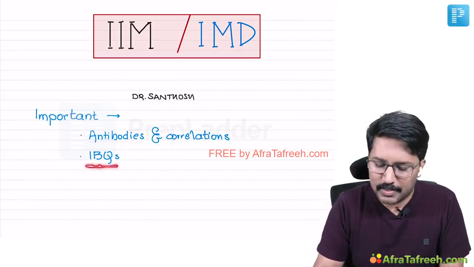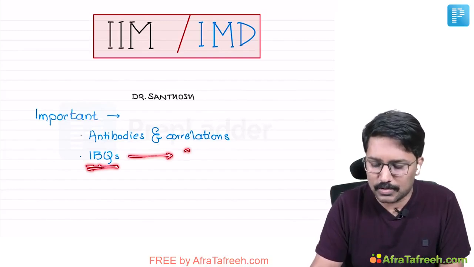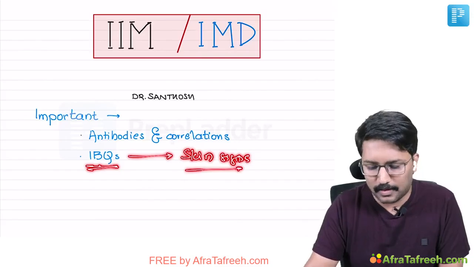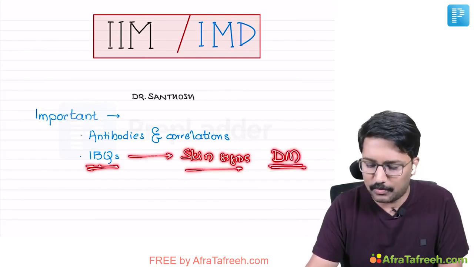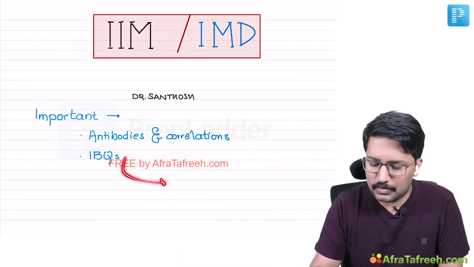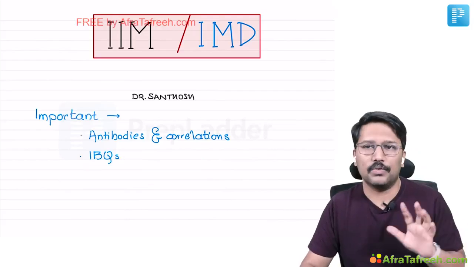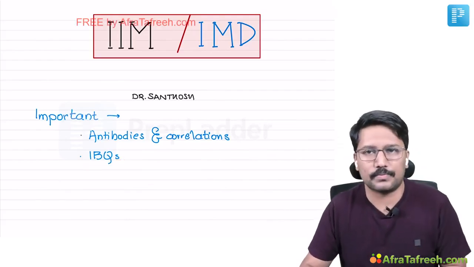You can also anticipate some image-based questions mainly focused on skin signs. There are a lot of important skin signs to learn. Obviously, when I'm talking about skin signs, I'm talking about the dermatomyositis variant. And they might also ask certain image-based questions with respect to muscle biopsy findings. So that is the basic things we need to know.